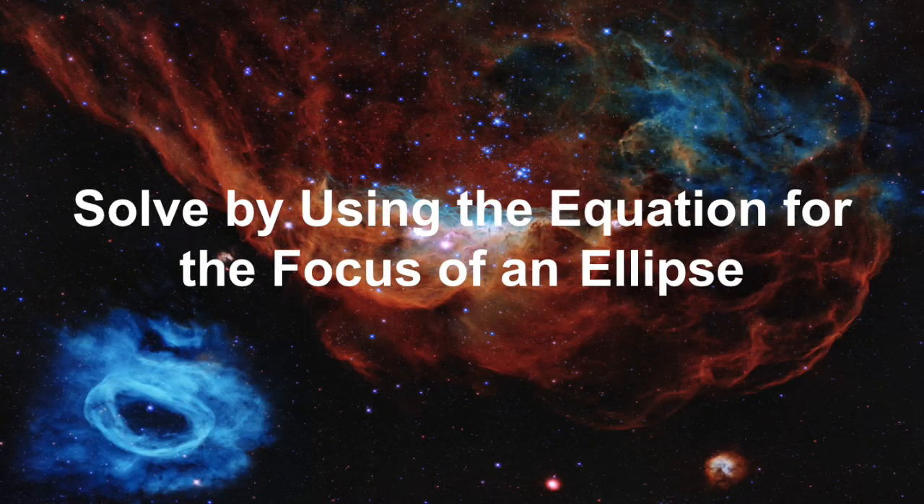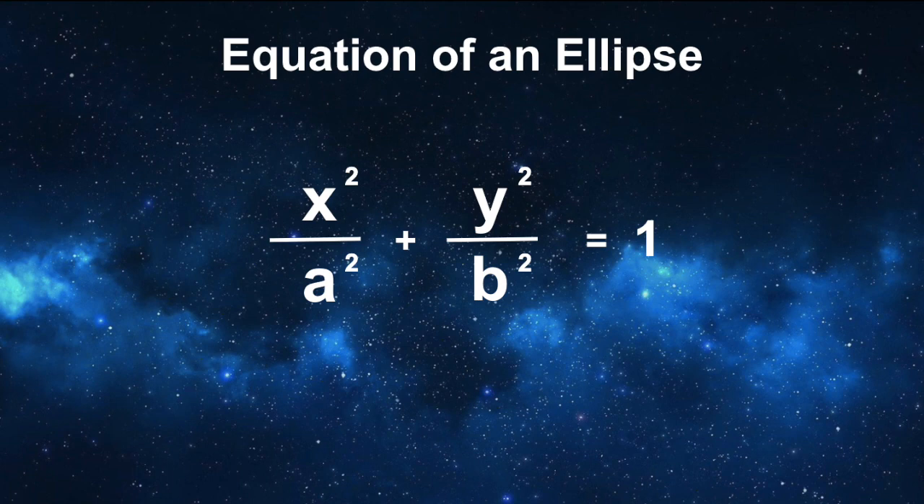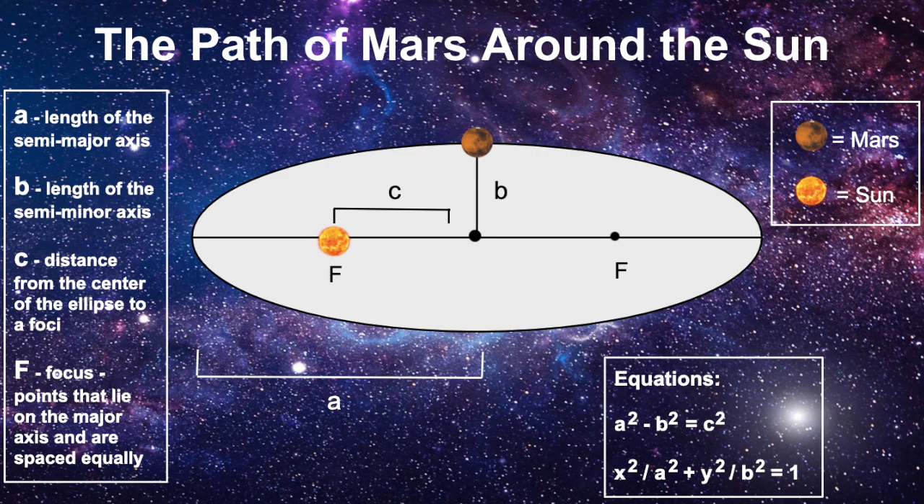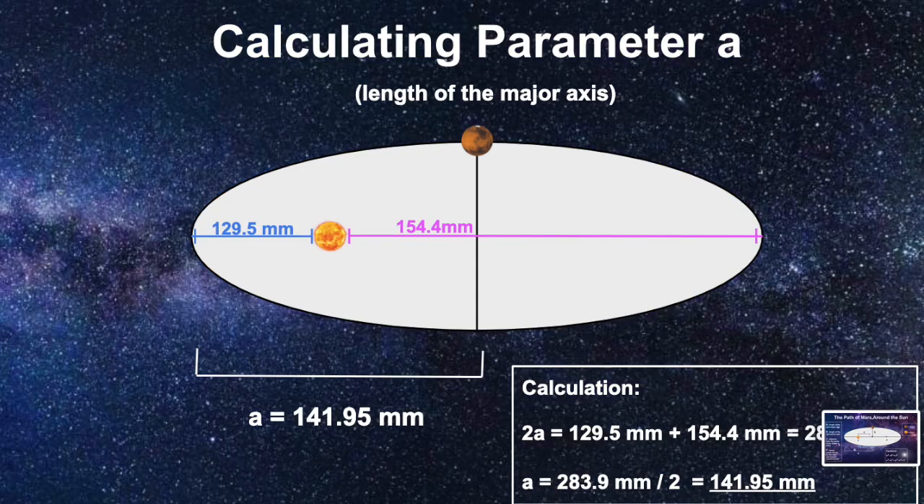The first method of solving is by using the equation for the focus of an ellipse. First, we should note that the equation of an ellipse is x squared over a squared plus y squared over b squared equals 1. To begin finding the ellipse of Mars around the Sun, it is helpful to draw a diagram and to define our variables. To calculate for parameter a, the length of the major axis, we must find the diameter of the parabola at its widest point and divide it in half.